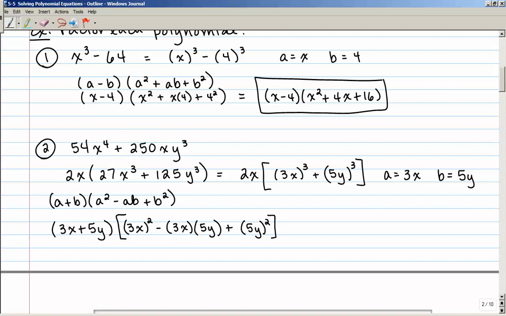And cleaning that up a little bit, don't forget I will have my 2x. I can't forget about my 2x that was out in front, and then 3x plus 5y. Then let's clean up what's inside the square brackets here. The quantity 3x squared is 9x squared. Negative 3x times 5y is a negative 15xy. And the quantity 5y squared is 25y squared. And that's my final answer.